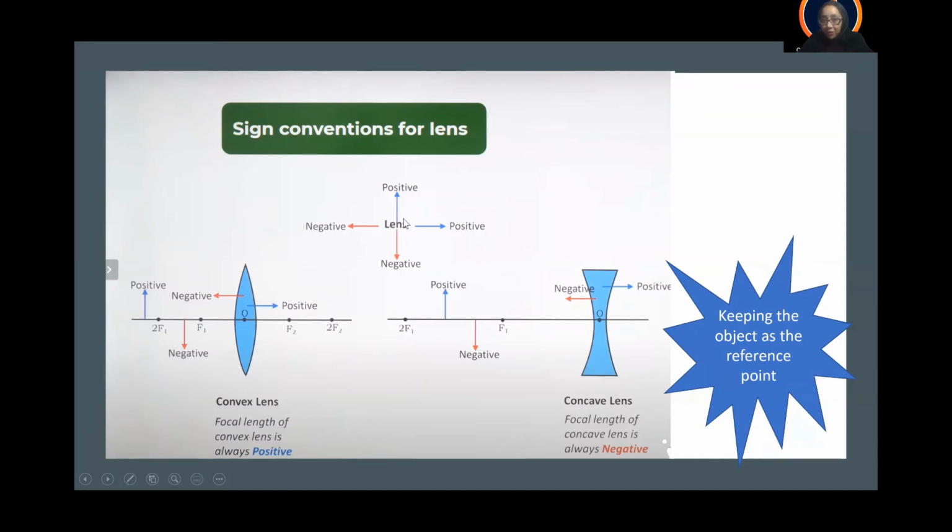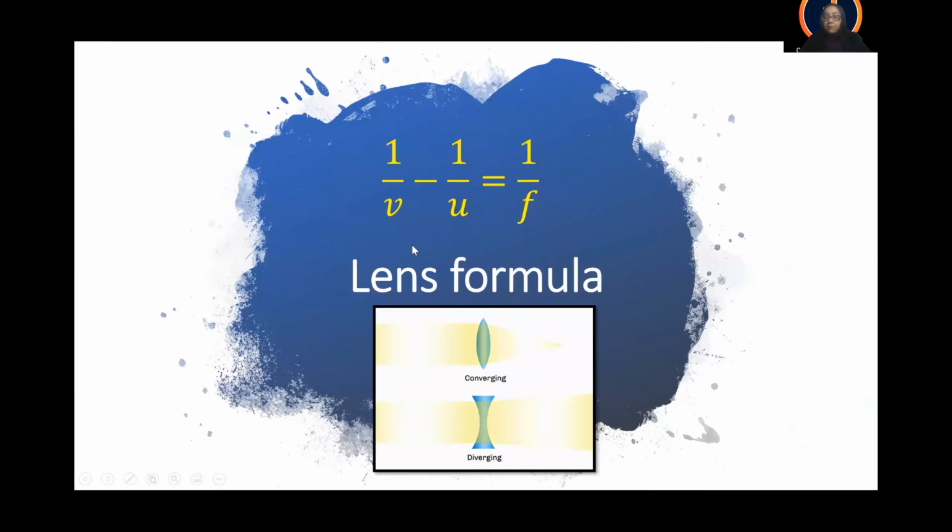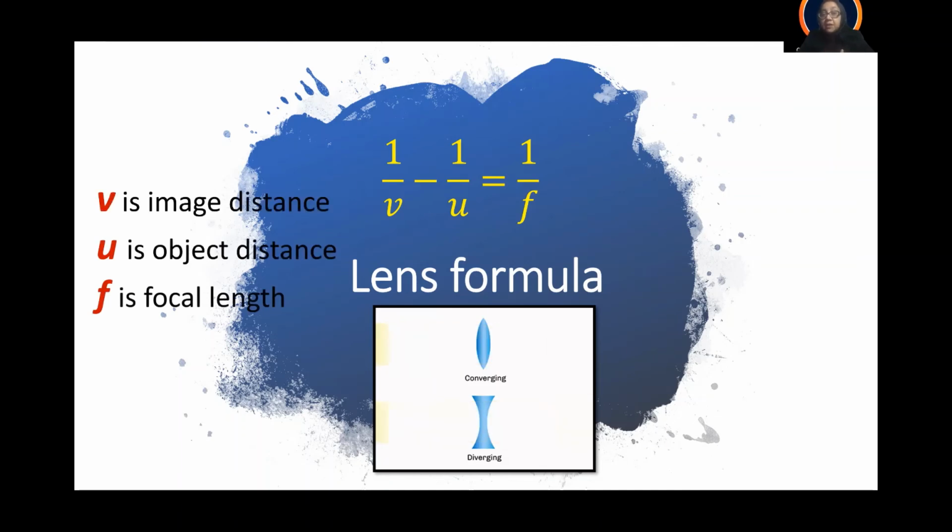So consider this graph. Remember this graph for sign convention. For example, here is the lens. This side is negative, this side is positive. This is the X-axis, the horizontal one, and this is the vertical one, positive and negative. Now, just like the mirror formula, we have a lens formula. We will be using it in the numericals. That is 1 by V minus 1 by U equals 1 by F. Now you already know what V is. V is image distance, U is object distance and F is focal length.